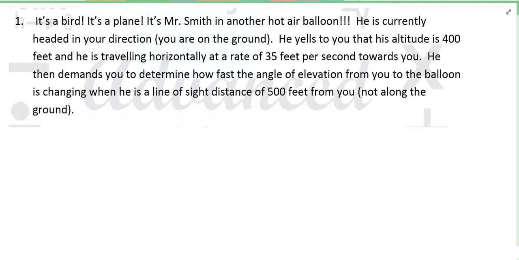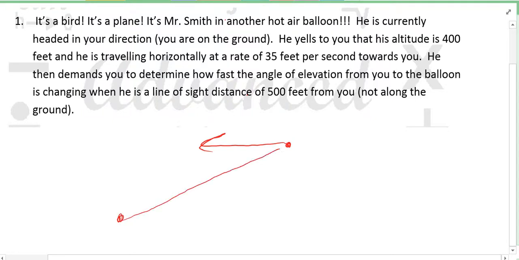Mr. Smith, that's me. I'm in a hot air balloon, up here, represented by this point. I'm currently headed toward you horizontally, moving this direction. And you happen to be down here looking up at me, right there. It doesn't matter which way you draw the triangle. It's going to be the same thing.